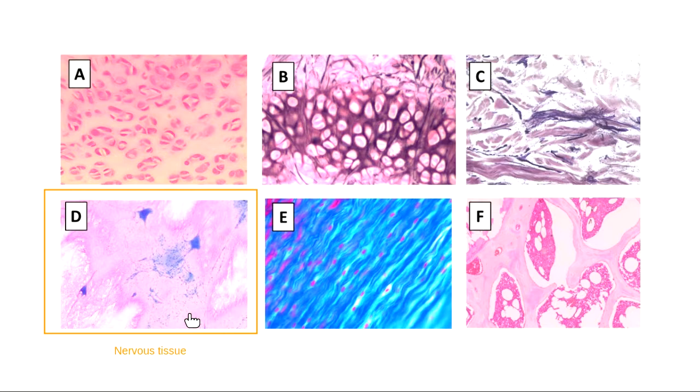Three of my images on this slide are in the same kind of category. Can anyone figure out what I'm talking about here? Yeah, so the ones that are in the same category are A, B, and E. These are all my types of cartilage connective tissue. When I look at cartilage connective tissue, remember, we've got those cells called chondrocytes. Cells called chondrocytes in cartilage tissue.